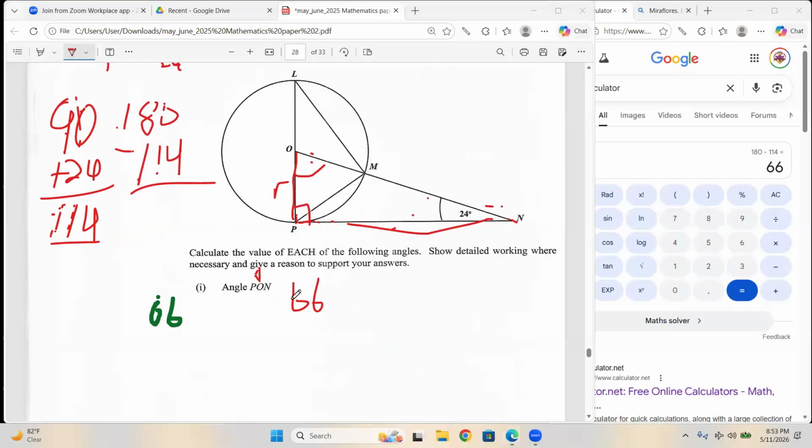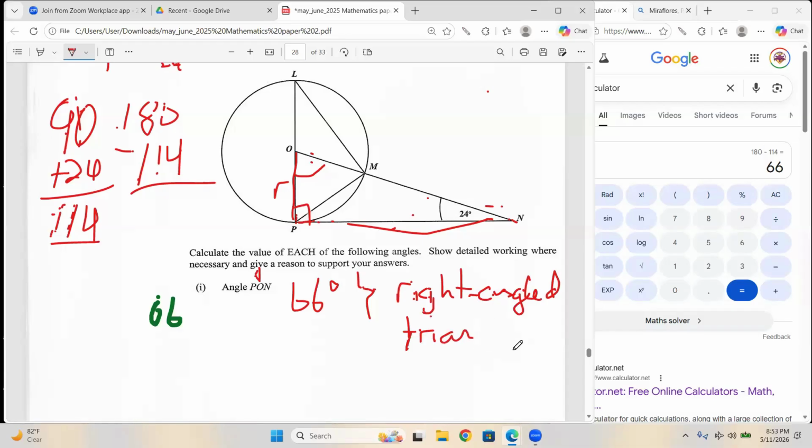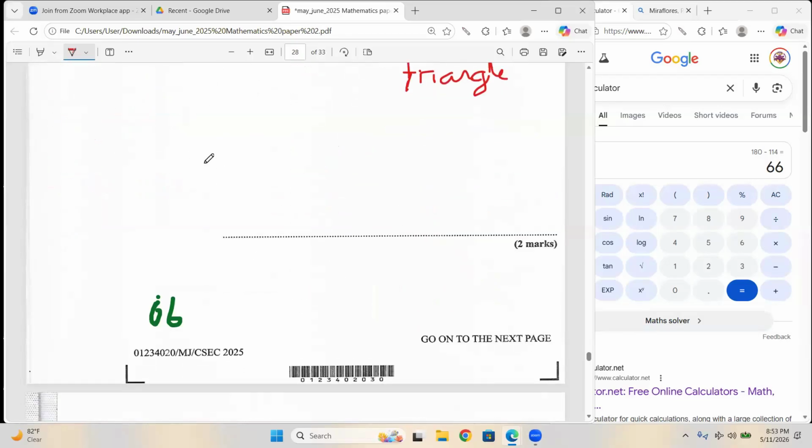66. So that angle is 66 degrees. Yes, and we have to give a reason for our answer. The reason will be right angle triangle, because that's how I was able to figure it out. If you put right angle triangle, it will work, because it will be understood by the examiner that you realize there's a radius and a tangent. So you can say right angle triangle or radius and a tangent, because both of them represent the 90 degrees either way. So that is this part.